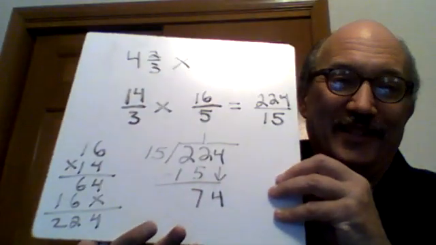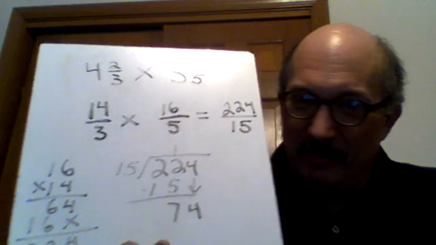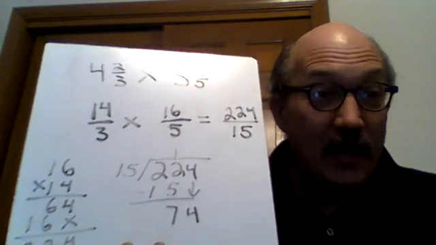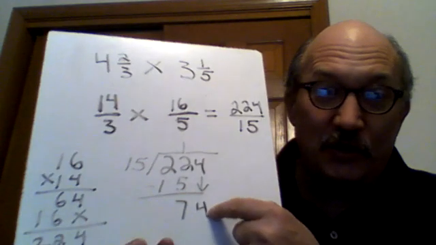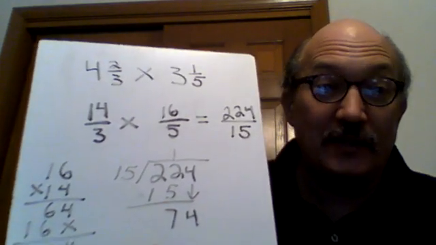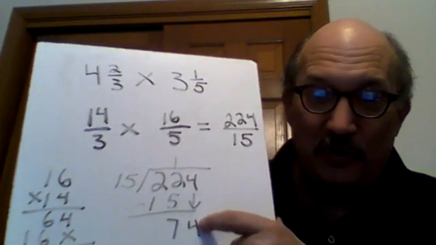22 minus 15 is 7. Bring down the 4. Ask how many times 15 goes into 74. Well, I happen to know 5 times 15 is 75. Until I saw that 74, I didn't know whether the answer would be more or less than 15, but 5 times 15 is 75, so the 5 is too big.